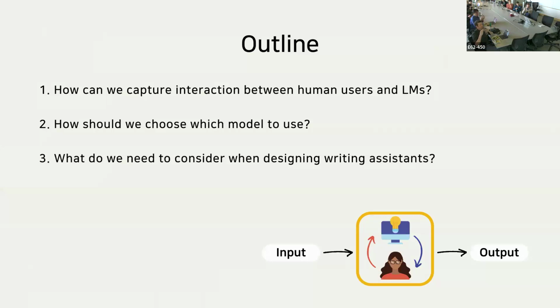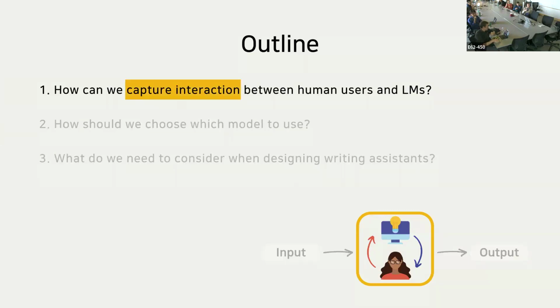Okay, so as an NLP and HCI researcher, I am trying to explore the space of writing with language models with these three questions today. So first one is, how can we capture interaction between human users and language models? And second, how should we choose which model to use? And third, what do we need to consider when designing writing assistants? So let's dive in to the first question.